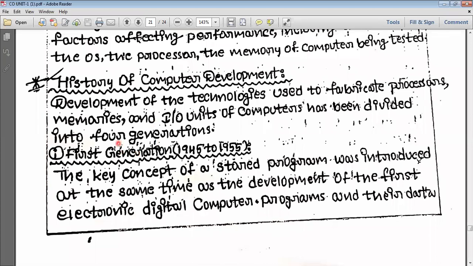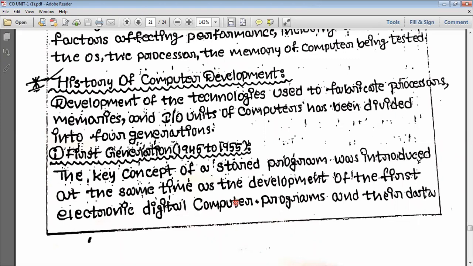Actually, in the first generation only, the stored program concept was introduced. The key concept of a stored program was introduced at the same time as the development of the first electronic digital computer. Actually, this was invented by John von Neumann.